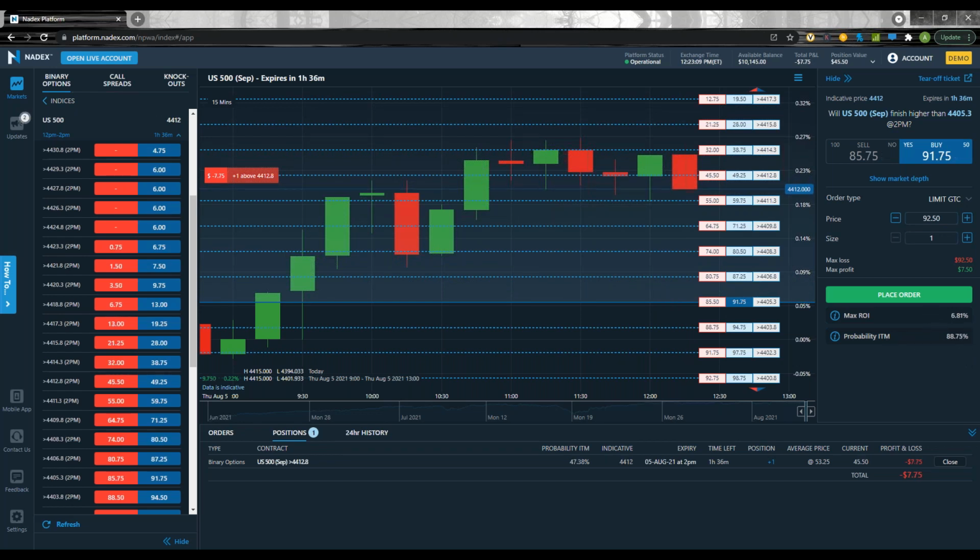However, obviously the ROI on that, the return on investment, is going to be a lot lower because I'm paying almost $90, or a little bit over $90, to get into this contract for a potential payout of only $100. Therefore, an ROI of much lower than that 800% that we were looking at a little bit early on. So that's how these two are connected, right? The connection between both the max ROI and probability in the money.